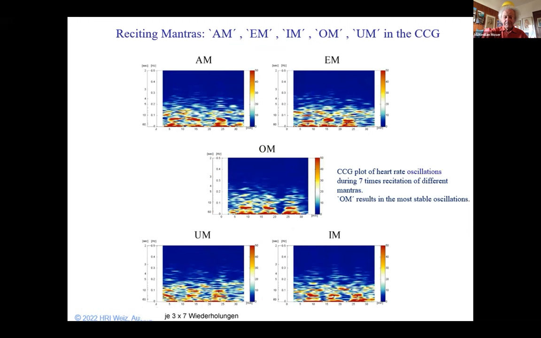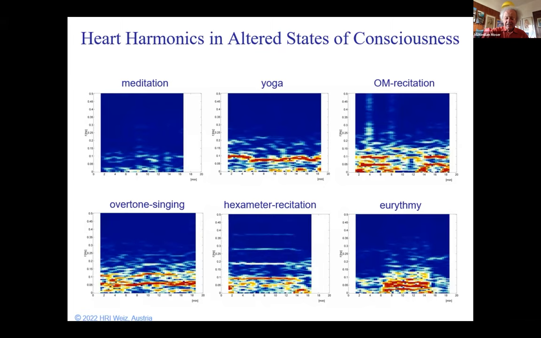So this is an overview of our research in this field, and you can see that the heart can count in some way. If you say meditation is a zero, in this meditation on nothingness, then yoga, this is the sun greeting, has one strong line at 0.1 hertz, that is consciousness actually, the consciousness rhythm. Om recitation has 3, overtone singing has 4, hexameter recitation has 5, and eurythmy, and that was our surprise, has 10 different overtones, which means that eurythmy has a lot of possibilities to join to other body rhythms. And this was the reason why we chose eurythmy for construction workers, when we were asked to make a program for construction workers in which the number of accidents should be reduced.